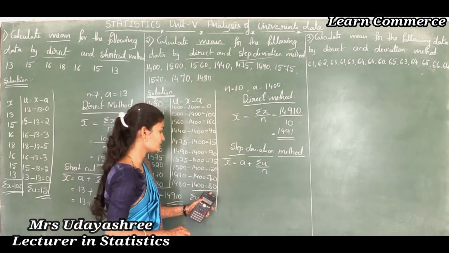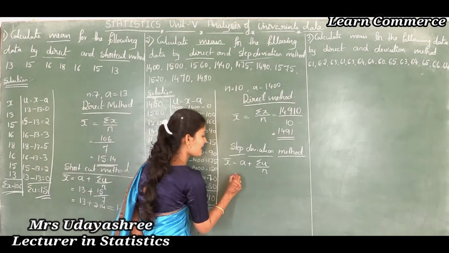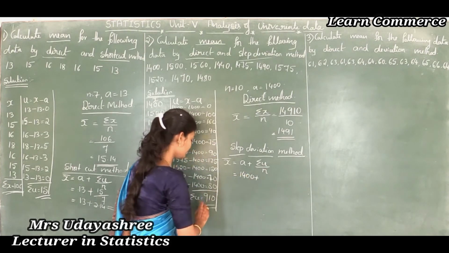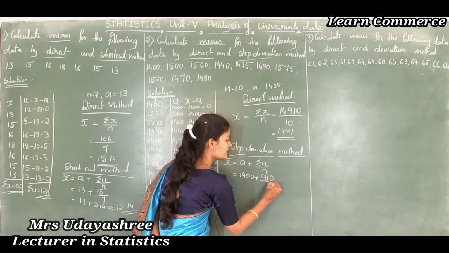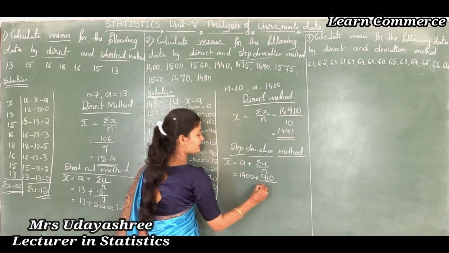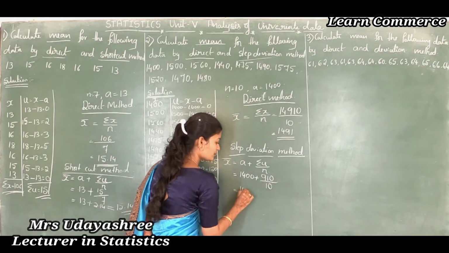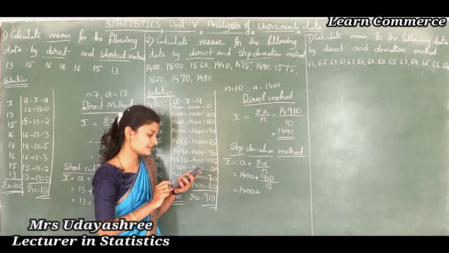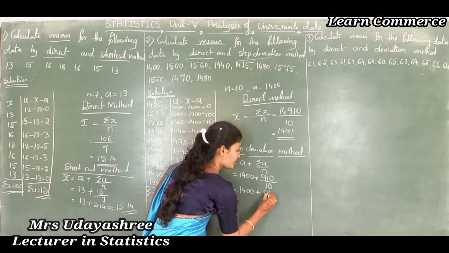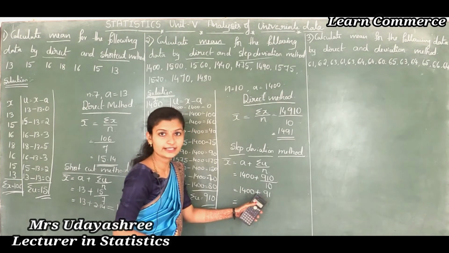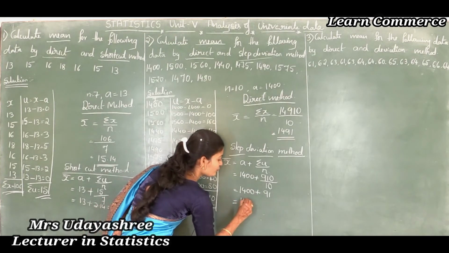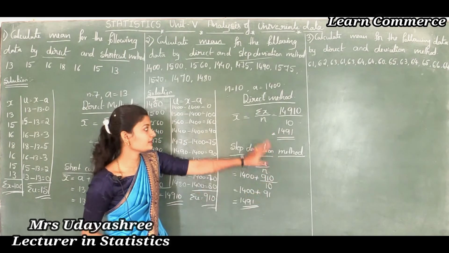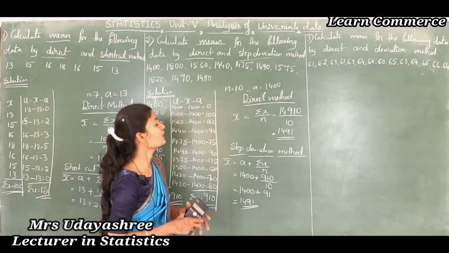Now I will substitute these values in the formula. x bar is equal to a, which is 1400, plus the sum of u, which is 910, divided by n. Here n is 10. So this is equal to 1400 plus 910 divided by 10, which is 91. So this is equal to 1400 plus 91, which is 1491. See, here we got the same answer but the formulas are different. So this is all about problem number 2.